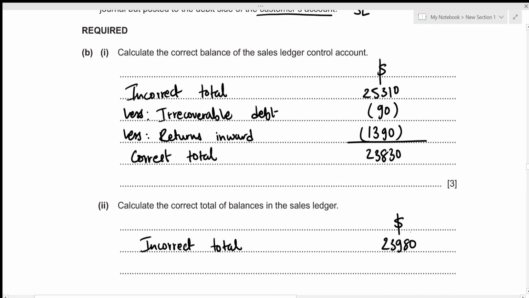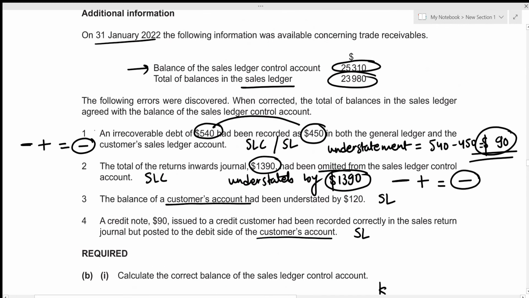Okay, then we know that the first error obviously affects the sales ledger, and this is an understatement of the irrecoverable debt by 90. Again, what we know is that irrecoverable debt is something that reduces the balance of the sales ledger account as well. So that's a negative. And the understatement should always be added back. So that's a positive, which results again in a negative, meaning that this amount of 90 should also be deducted from the incorrect total of the sales ledger.